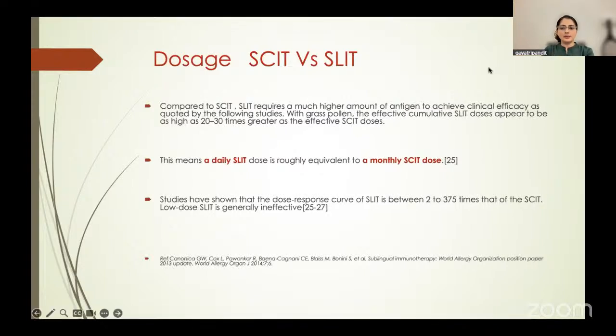Now, let me put a short note on the dosage that we need to use as a comparison between SCIT and SLIT. Compared to SCIT, SLIT requires a much higher amount of antigen to achieve clinical efficacy, as quoted by many of the studies. But as I mentioned earlier, we don't have a specific dose response curve, so it can range from 2 times to 300 times. But it is found from many of the studies that we need to practice SLIT at a much higher dose than the effective dose in SCIT. Some of the studies conclude that the daily dose of SLIT has to be equivalent to the monthly dose of SCIT. That means almost 30 times the SCIT dose is what is expected to be given in SLIT to have equal efficacy to subcutaneous immunotherapy.